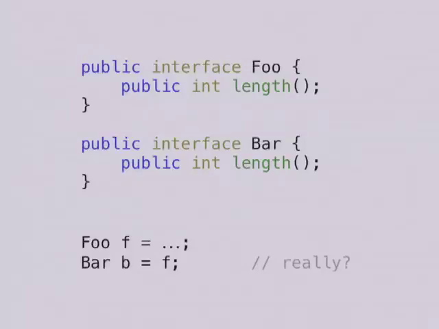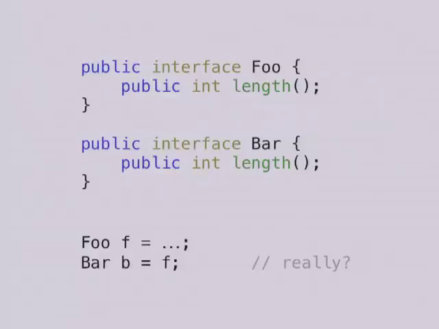So if we have something of type foo, can we assign that to a declaration expecting type bar? Does that last line work? And the answer is no. In fact, you can't even insert a cast to make this work. The JVM will fundamentally reject this.